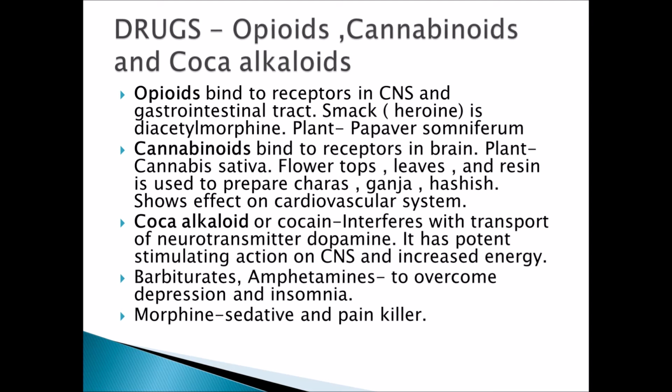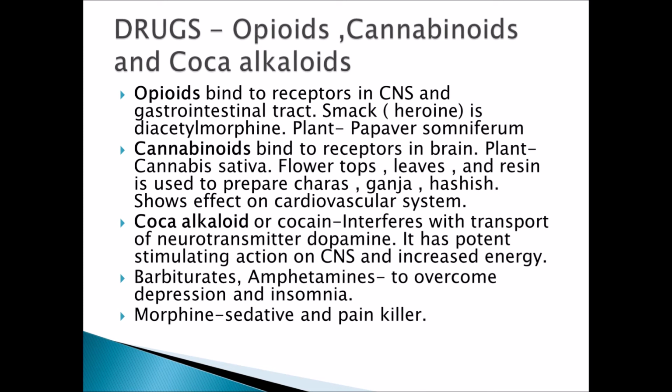The another group of substances, they are cannabinoids. They bind to receptors in brain, and such substances are obtained from the plant Cannabis sativa. Flower tops, leaves and resin from this plant is used to prepare different substances called charas, ganja, hashish. These cannabinoids show effect on cardiovascular system.